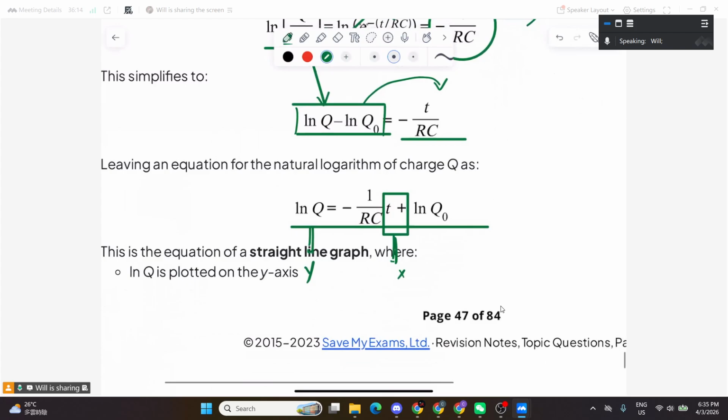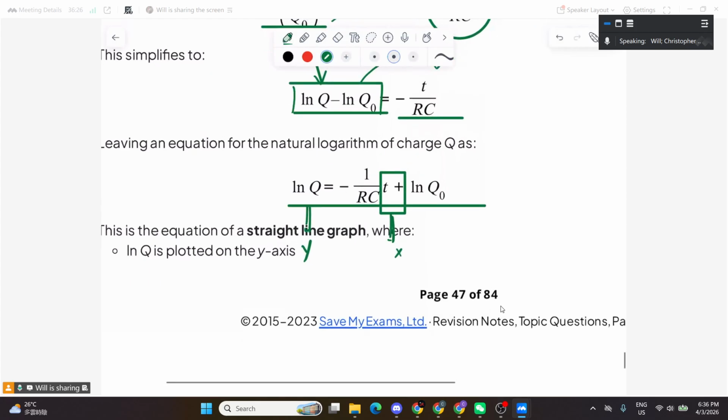So the form will become what? It becomes a linear equation, y equals mx plus c, right? This form.